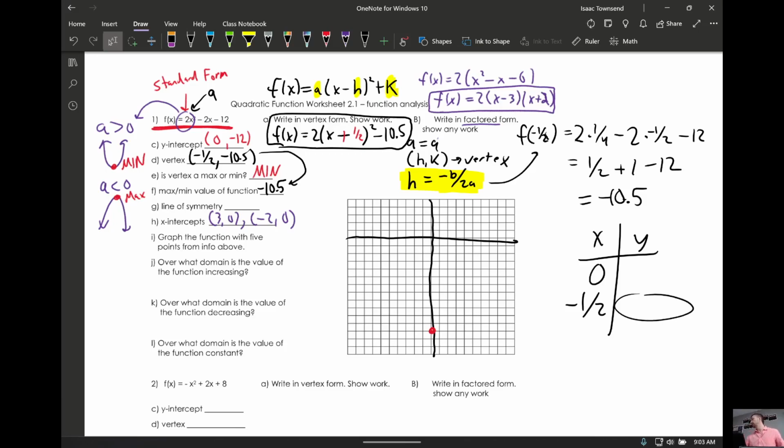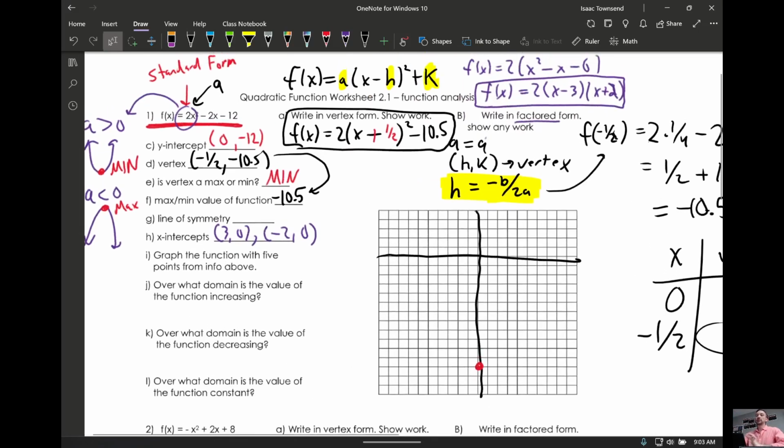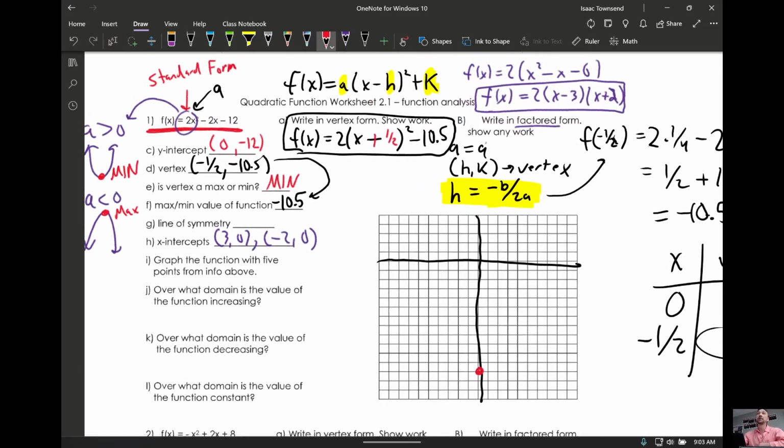Wait, hold up. There's definitely an arithmetic mistake on here. If our vertex only goes down to negative 10.5, that's supposed to be the bottom point. So how's it getting to negative 12 there?